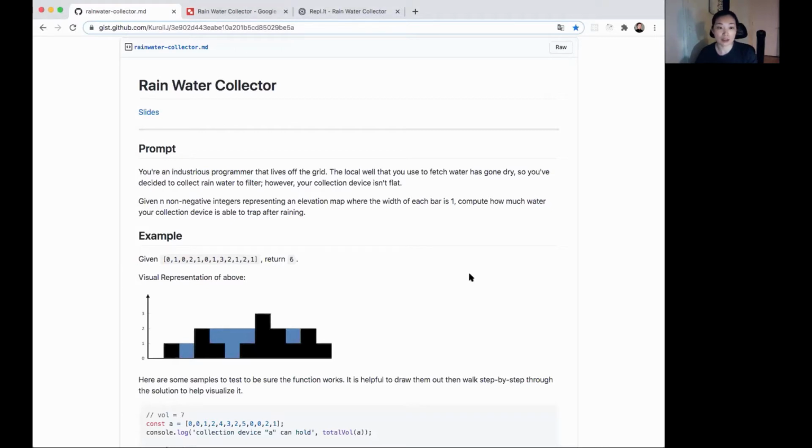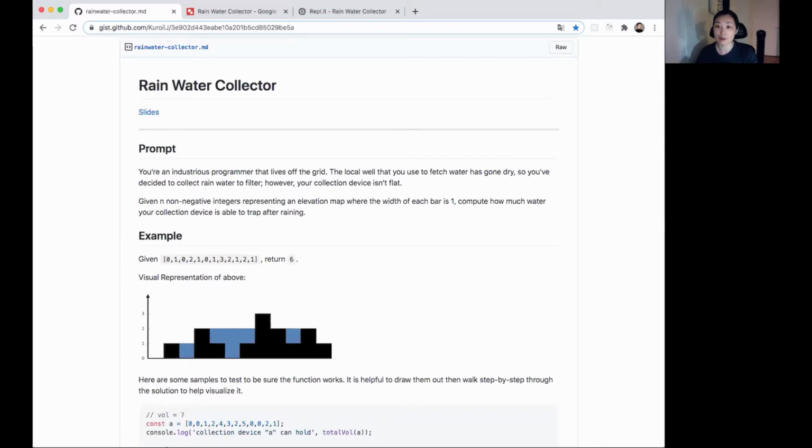You're an industrious programmer that lives off the grid. The local well that you use to fetch water has gone dry, so you've decided to collect rainwater to filter. However, your collection device isn't flat. Given n non-negative integers representing an elevation map where the width of each bar is 1, compute how much water your collection device is able to trap after raining.